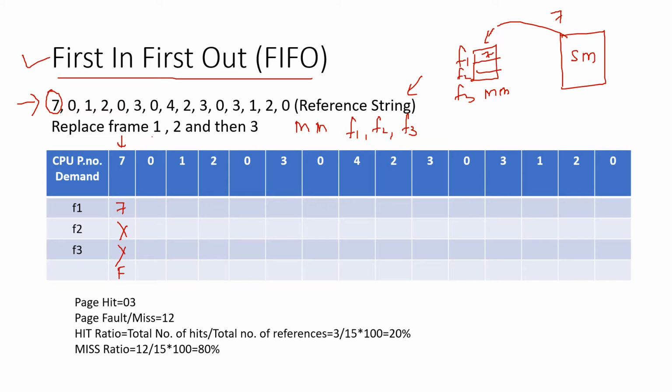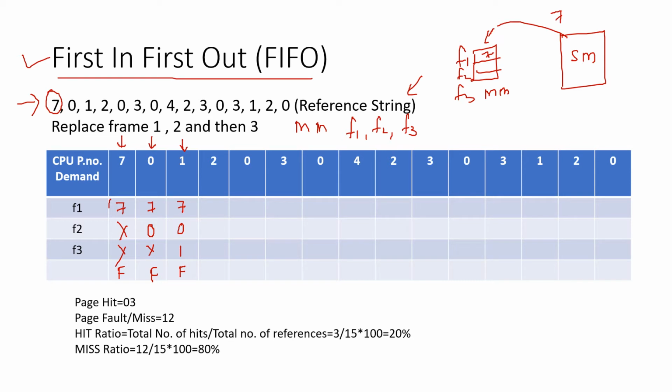Next page is 0. Is 0 there in the main memory before? It's not there. So it's again a page fault, and we can place that 0 in frame number 2. The third is page number 1. Again, page number 1 is not present in main memory, so it's a page fault, and we can place that page in frame number 3.